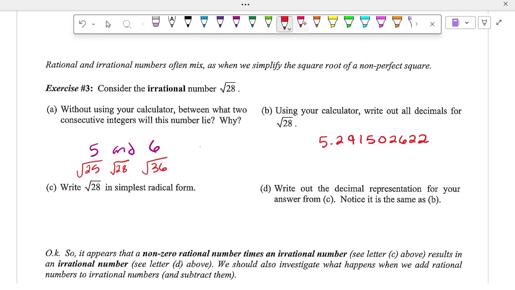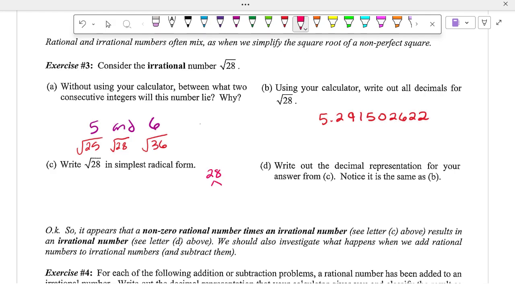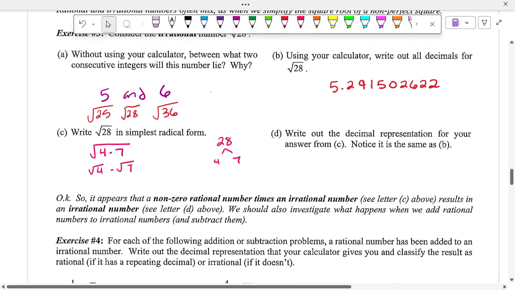Now, let's simplify the square root of 28. So that's where we're finding a perfect square. So if I list some factors of 28, what would be one that would contain a perfect square? And good. So we can rewrite square root of 28 as 4 times 7. So square root of 4 times the square root of 7, which would be what? 2 square root 7.